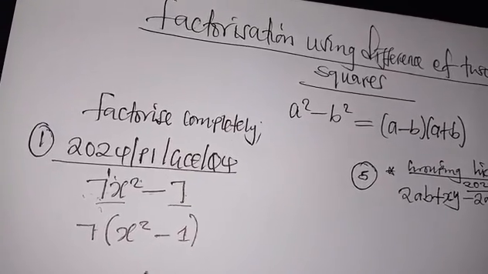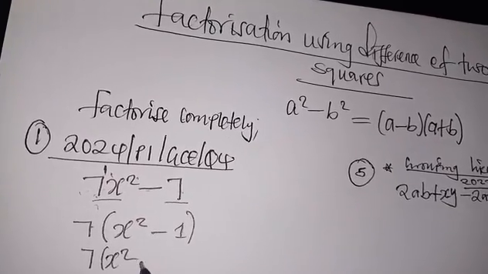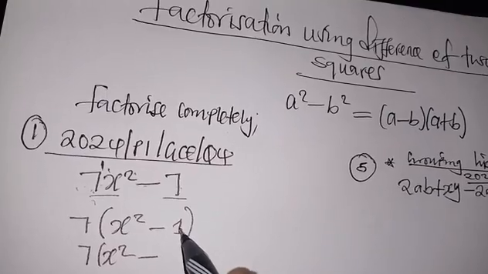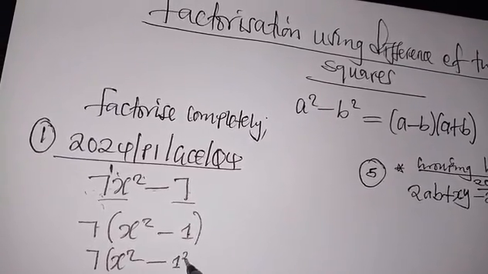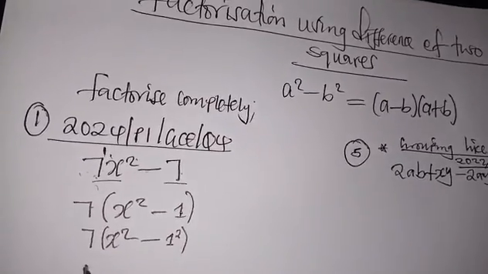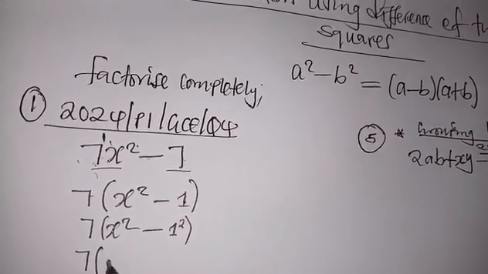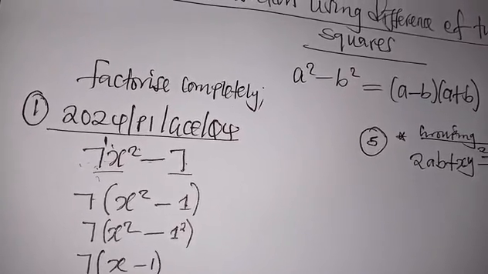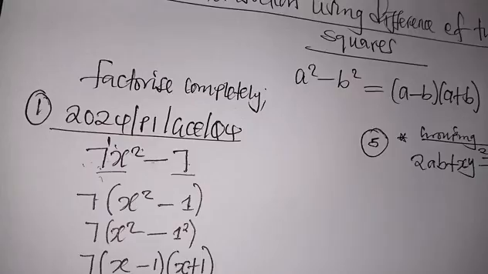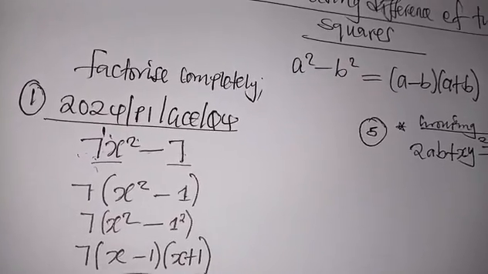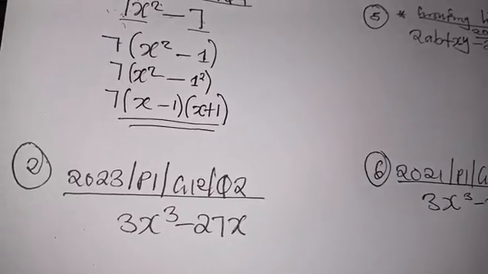So from here you have to use the difference of two squares where you say this one as a square root. So the square root of 1 is 1. So you square that square root of 1. So from here, you now separate them. You say x minus 1 and x plus 1. So this is how you factorize the first one. We come to the second one.